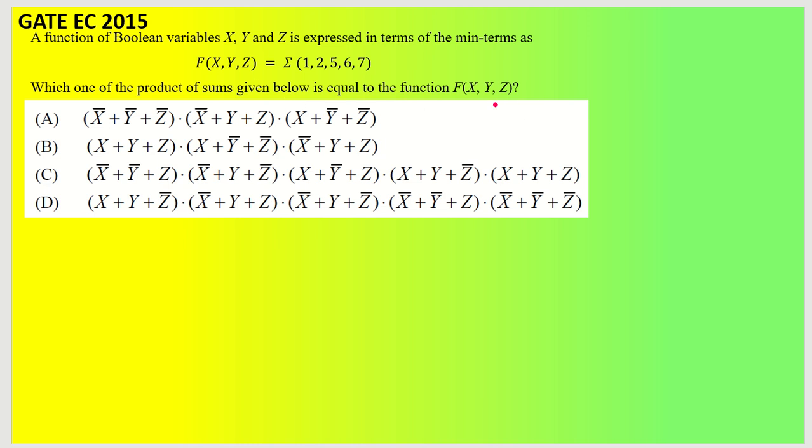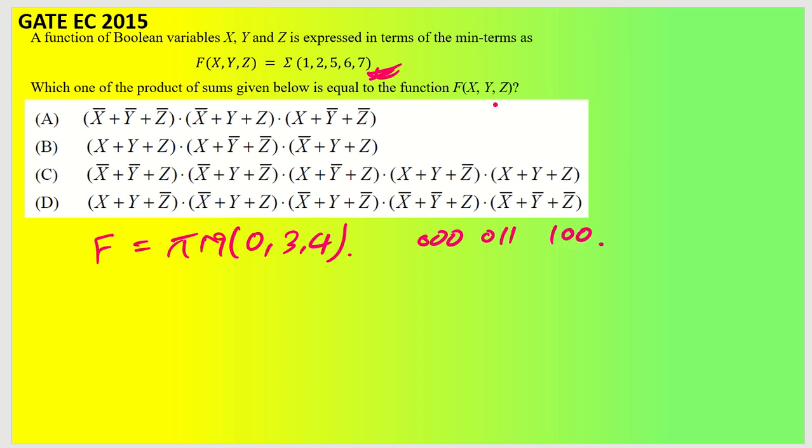So since it is already given in min terms, what will be my function in max terms? That is going to be equal to the product of max terms of the remaining terms in this. So what are the remaining terms? 1 2 5 6 7 is gone, so it will be 0 3 and 4. So you know already 0 3 4 is nothing but 0 0 0, then 0 1 1 and 4 is 1 0 0. So you know already 0 is x plus y plus z.